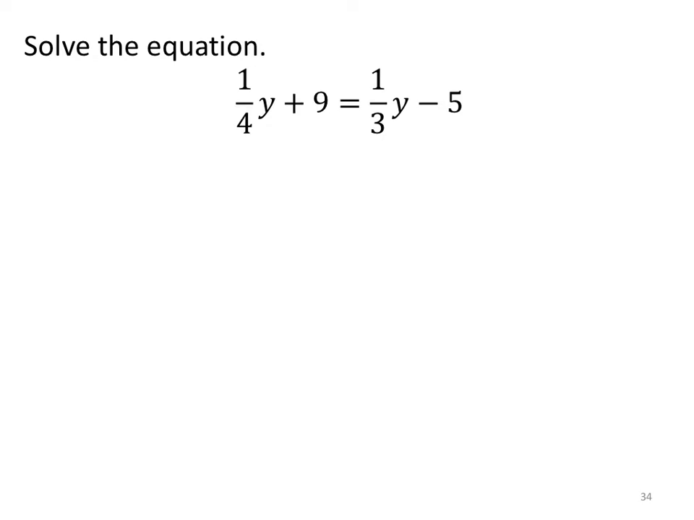So in this case, I need to identify the denominators of terms that don't show the denominator, like the 9. I'm going to show that as 9 over 1. And also the negative 5, I'll show it as negative 5 over 1.